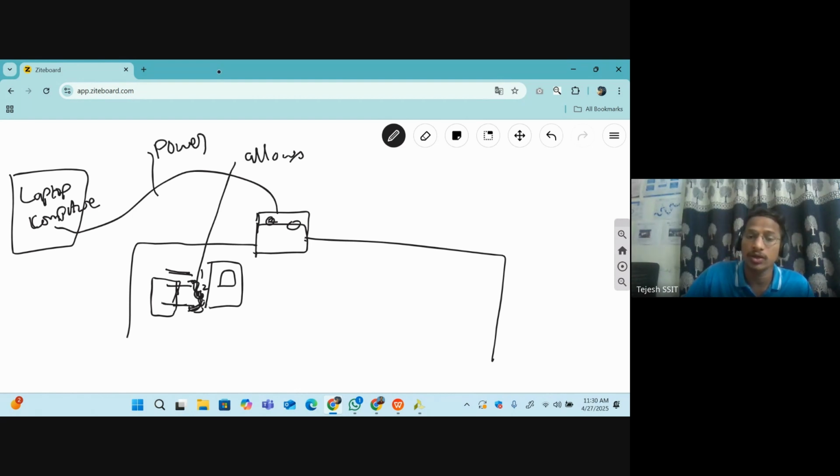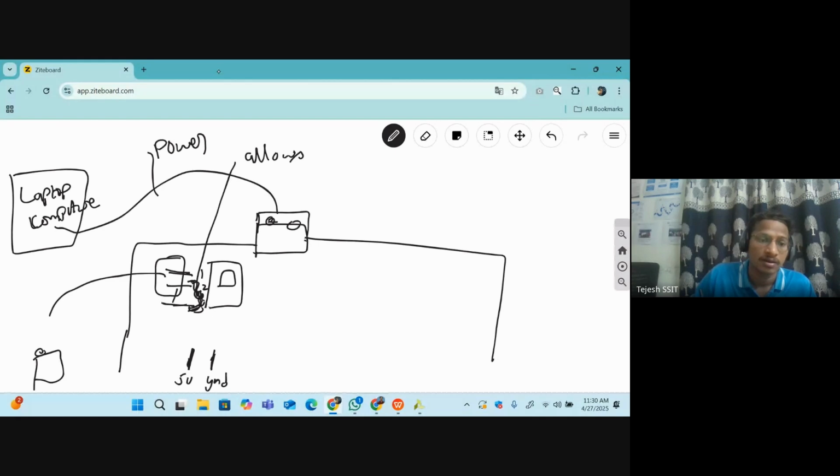Here you can select the upper 2 pins with the jumper, so it will allow the power from the external connections. The 5 volt and ground are there, so you can connect a battery to this 5 volt and ground, and the power will be supplied from this.